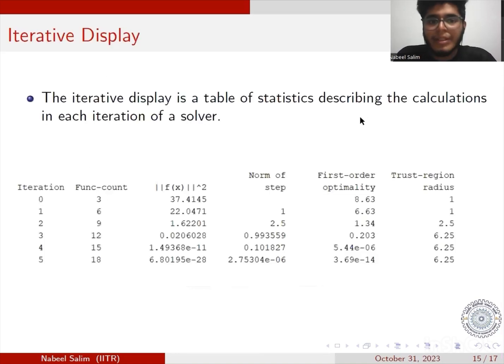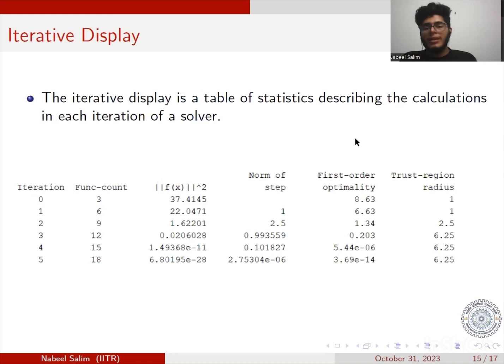And now the iterative display or the iterative table is also shown in the output. The iterative display is a table of statistics describing the calculation in each iteration of a solver. So it will display in each iteration the function counts, meaning the function evaluations, the norm of f of x squared, meaning the value of the function squared, and the norm of step, first order optimality, trust region radius, etc. From this we can actually see how, in each iteration, the system of equations is solved by the fsolve function.